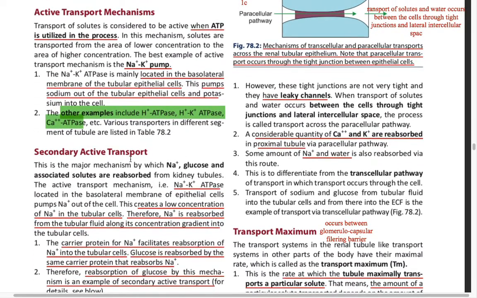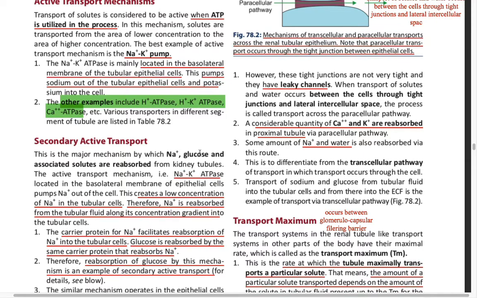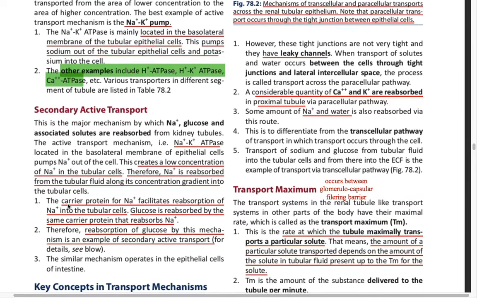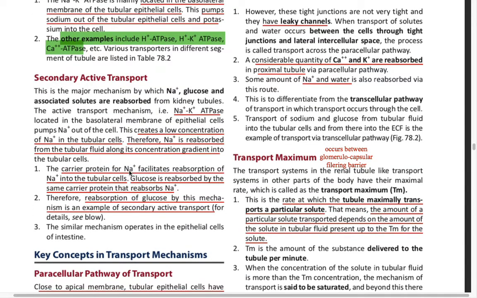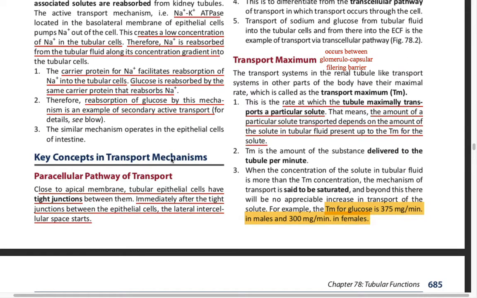In secondary active transport, like Na plus glucose, associated solutes are reabsorbed. Na plus K plus ATPase creates a low concentration of Na plus in the tubular cells. Therefore, Na plus is reabsorbed from the tubular fluid along its concentration gradient into the tubular cells. The carrier protein of Na plus facilitates the reabsorption of Na plus into the tubular cells. Glucose is reabsorbed by the same carrier protein that reabsorbs Na plus. Reabsorption of glucose by this mechanism is an example of secondary active transport. The key concept in the transport mechanism.